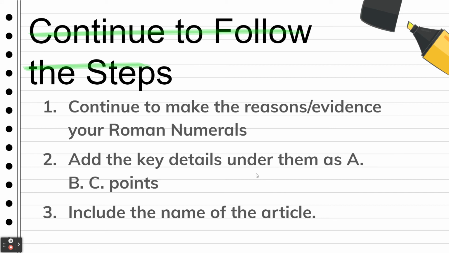Okay, so go ahead and continue to add your main ideas as Roman numerals, and then the key details under them as ABC points. Remember to include the name of your article as the very last letter. Then you're going to hit enter, and you're either going to hit the decrease indent or you're going to hit enter twice to get the next Roman numeral.